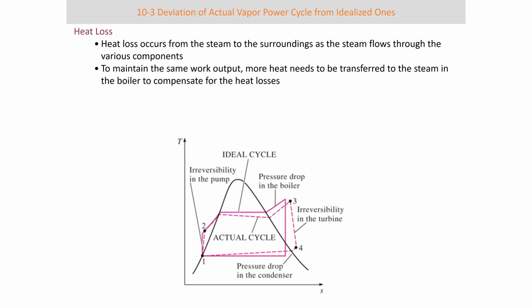Another thing could be heat loss. Heat loss occurs from the steam to the surroundings as the steam flows through the various components. To maintain the same work output, more heat needs to be transferred to the steam in the boiler to compensate for the heat loss, resulting in a lower efficiency.